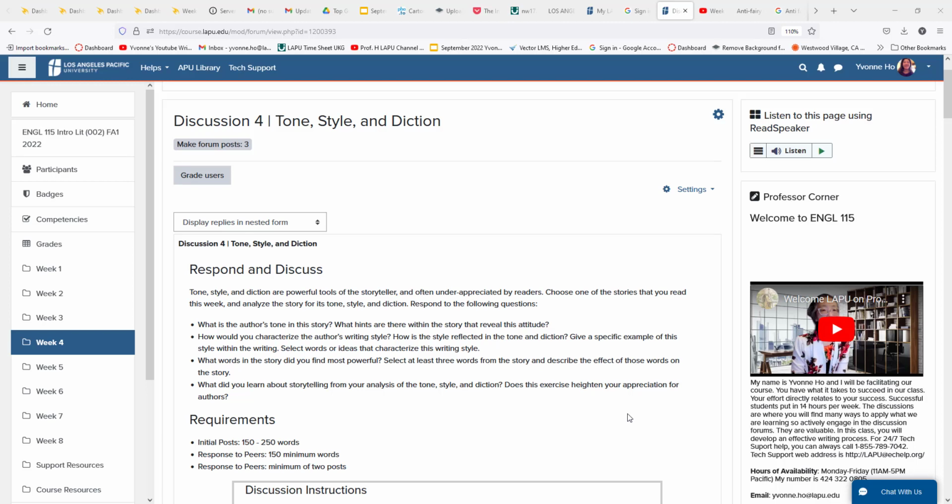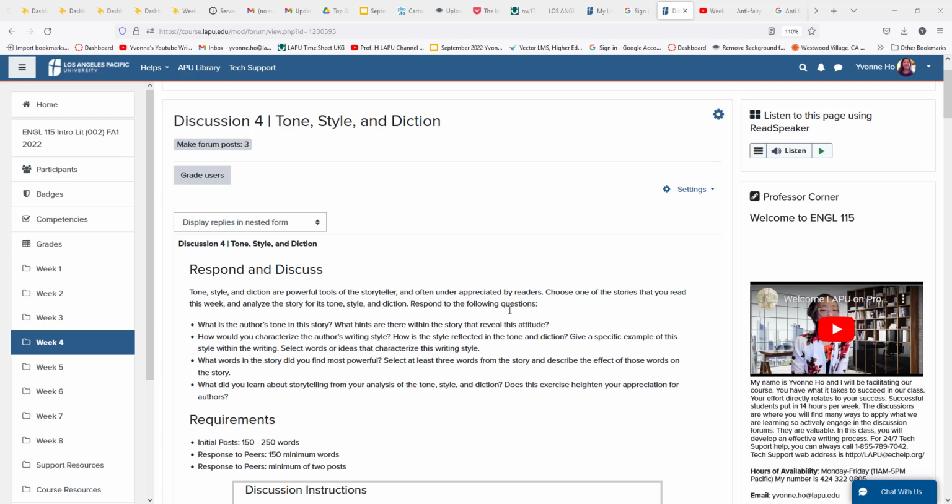So for the week 4 discussion forum, we're going to be talking about tone, style, and diction. So respond and discuss. Tone, style, and diction are powerful tools of the storyteller and often underappreciated by readers. Choose one of the stories you read this week and analyze this story for its tone, style, and diction.